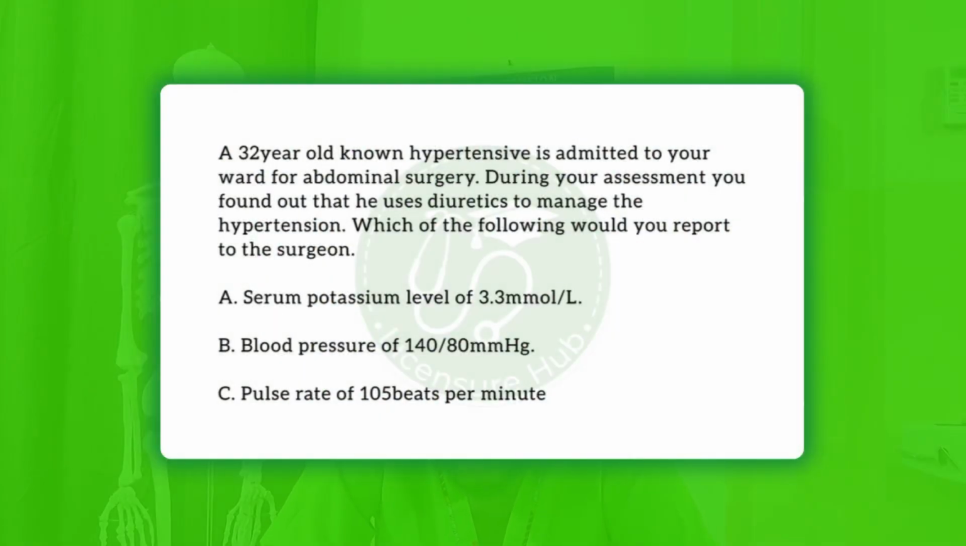Our next question. A 32-year-old hypertensive is admitted to your ward for abdominal surgery. During your assessment, you found out that he uses diuretics to manage the hypertension. Which of the following would you report to the surgeon? A. Serum potassium level of 3.3 millimoles per liter. B. Blood pressure of 140/80 millimeters of mercury. And C. Pulse rate of 105 beats per minute.